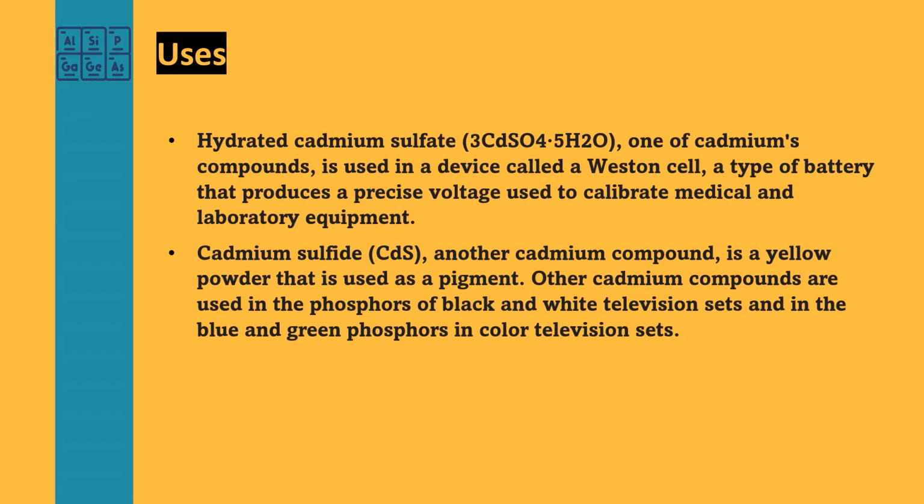Hydrated cadmium sulfate, one of cadmium's compounds, is used in a device called a Weston cell, a type of battery that produces a precise voltage, used to calibrate medical and laboratory equipment. Cadmium sulfide, another cadmium compound, is a yellow powder that is used as a pigment. Other cadmium compounds are used in the phosphor of black and white television sets, and in the blue and green phosphors in color television sets.